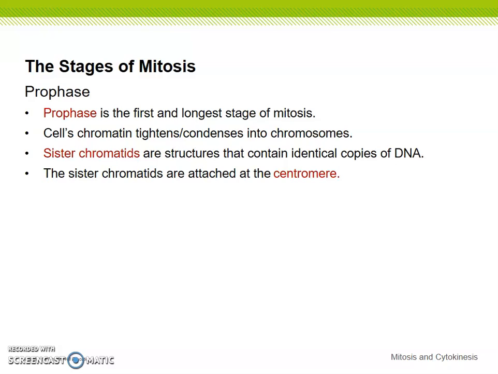Chromosomes are made up of two sister chromatids, which are structures that contain identical copies of DNA. So that copy was made during the S phase, and those two sister chromatids are attached at the centromere. So those two sister chromatids attached at the centromere make up a chromosome.